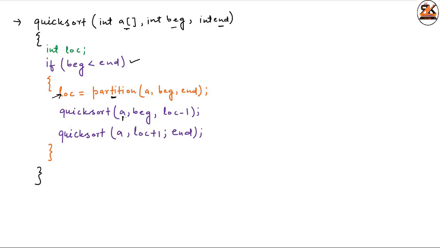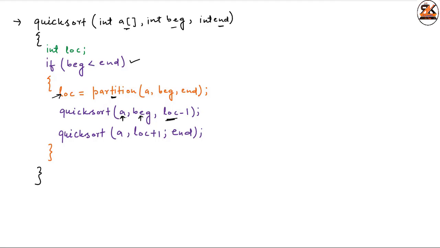Then this function recursively calls itself, and now we are passing parameters here as a, that is the base address of the array, and beginning, that is the first element of that unsorted array, and location minus 1 as the end. Why location minus 1? Because the element at location is placed at its appropriate place. Now we have the left sublist, from beginning to location minus 1. We have to partition that list only.